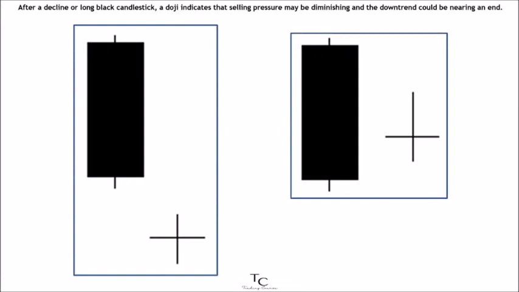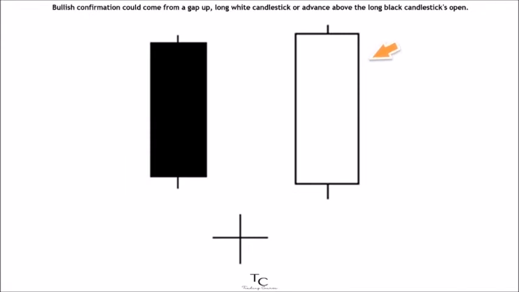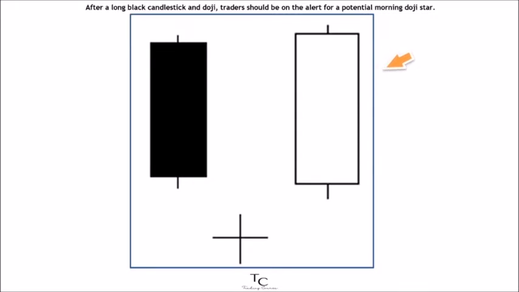After a decline or long black candlestick, a doji indicates that selling pressure may be diminishing and the downtrend could be nearing an end, as the bears are starting to lose control of the decline. Further strength is required to confirm any reversal. Bullish confirmation could come from a gap up, long white candlestick, or advance above the long black candlestick's open. After a long black candlestick and doji, traders should be on the alert for a potential morning doji star.